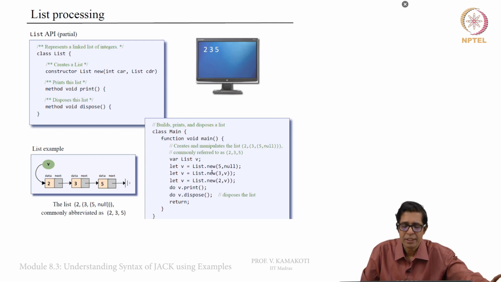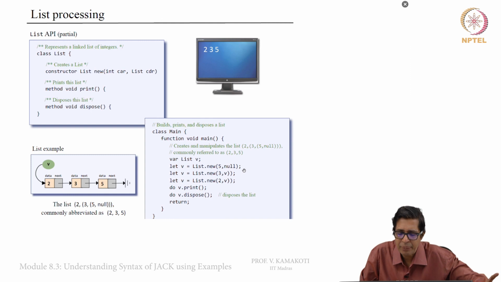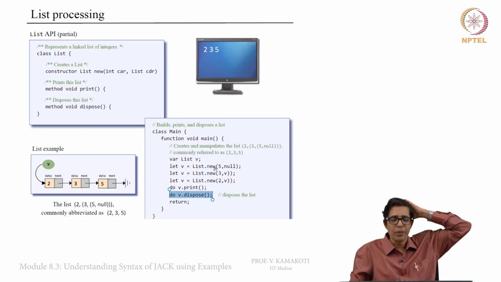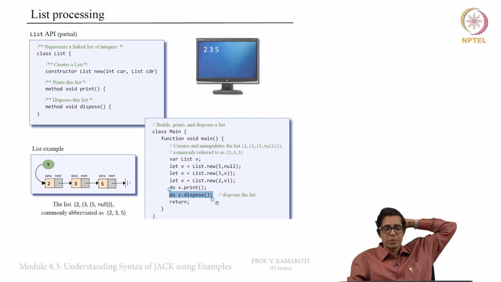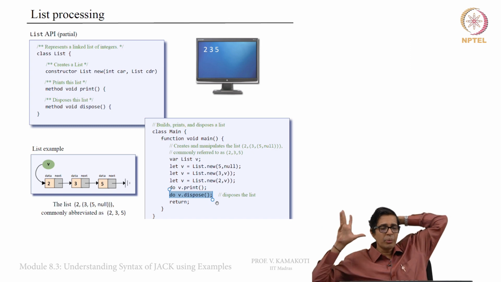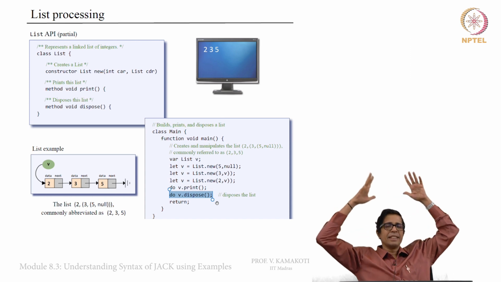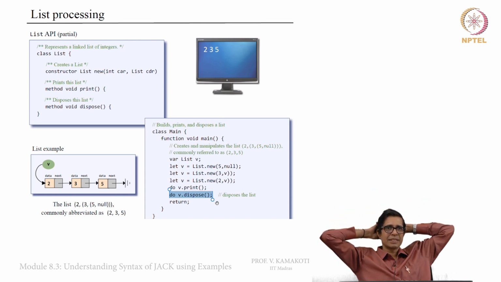Okay. So first V will be 5 comma null, second it will be 3 comma 5 comma null, the third will make it 2 comma 3 comma 5 comma null, and then there is V dot print, which can print the entire list starting from the beginning, and then V dot dispose, we need to dispose the list also, and return. So whenever I do dot new, I have to go and dispose. So this is how I maintain a list: declare a list, define a list, print a list, dispose a list, etc. Okay.